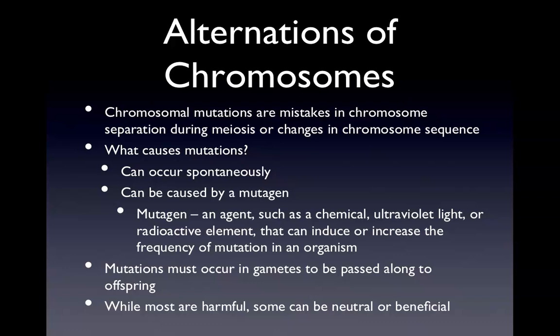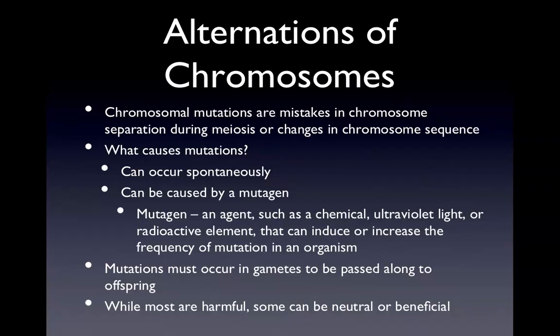All right, so let's talk about chromosomal mutations. Mutation, by simple definition, is any sort of mistake that happens either in the sequence of the chromosome itself, or in our case, we're going to focus more on big picture chromosomal mutations, so what happens when those chromosomes separate in meiosis or they go through crossing over and something goes wrong.